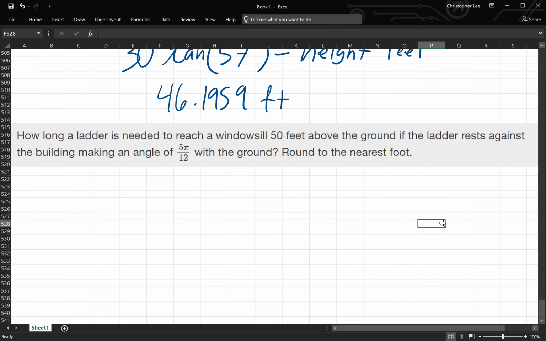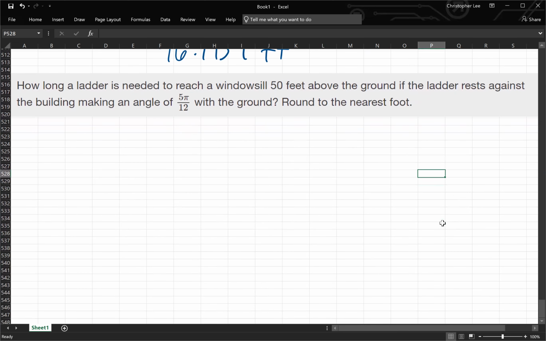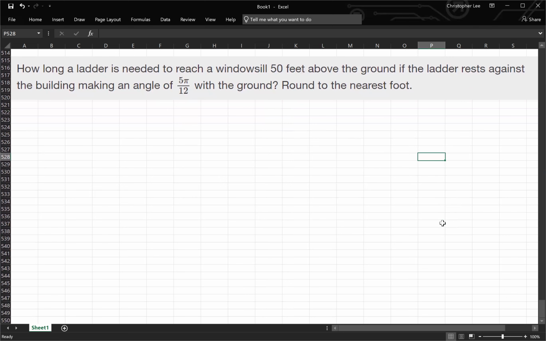All right, where's everybody? Y'all tried this? All right, let's take a look. How long of a ladder is needed to reach a window that is 50 feet above the ground if the ladder rests against the building, making an angle of 5 pi over 12 with the ground? And then round to the nearest foot.